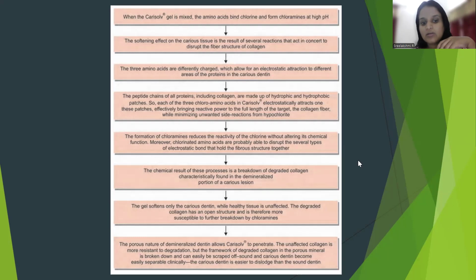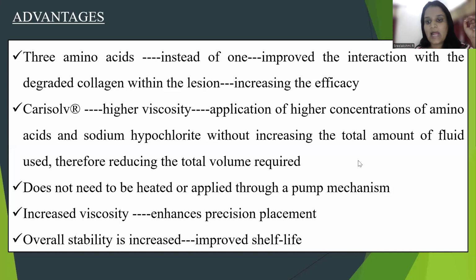So the chemical result of this process is a breakdown of degraded collagen, which is characteristically found in the demineralized portion of the carious lesion. The porous nature of demineralized dentin allows the Carisolv solution to penetrate into it. The unaffected collagen is more resistant to this degradation. But the framework of degraded collagen is porous in nature, so it can be broken down and easily scraped off. So what are the advantages?